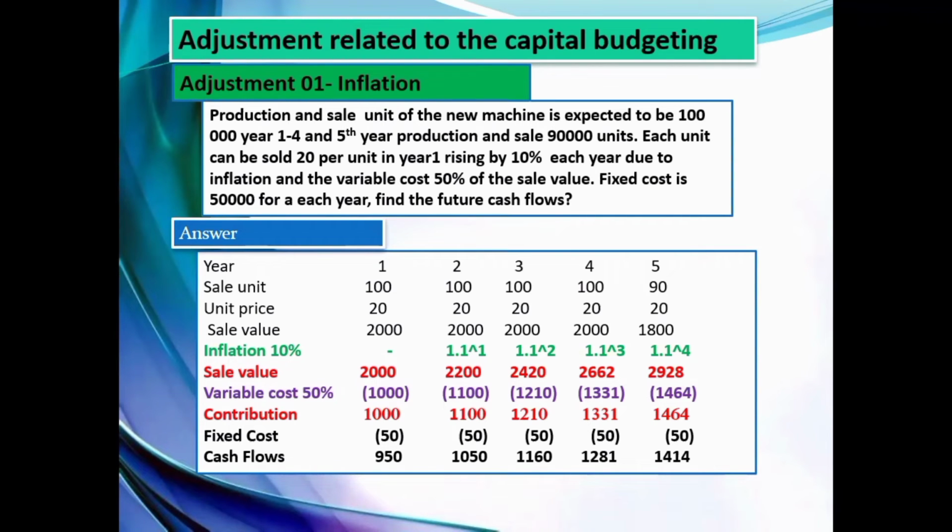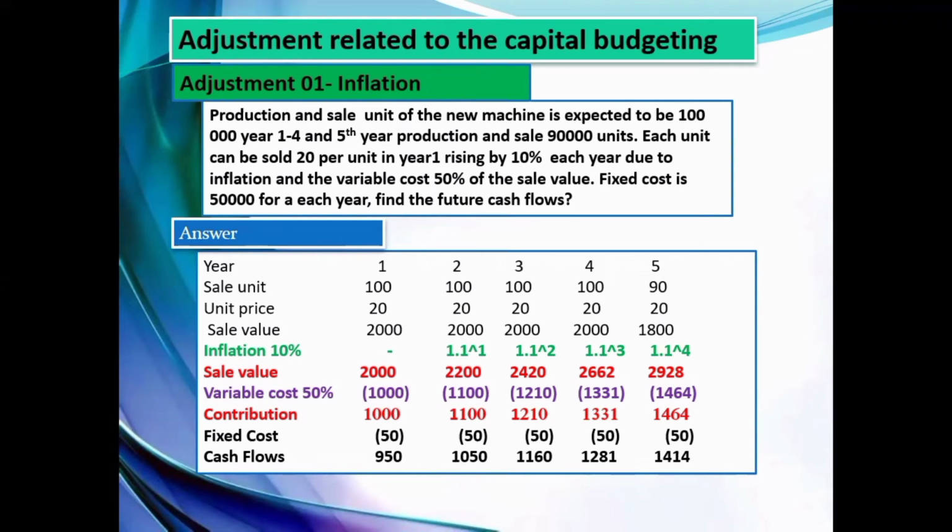First, we put years 1 to 5. Then we put the sale units for each year. Sale units for years 1 to 4 are the same, that is 1 lakh. We put it as 100. And the 5th year sale unit is 90,000. We put it as 90. Then put the unit price for each year, 20 per unit. After that, calculate the total sale value. The sales value became 2,000 in the first year, second year 2,000, third year 2,000, fourth year 2,000, last year 1,800. After that, we have to apply inflation of 10% to the sales value.